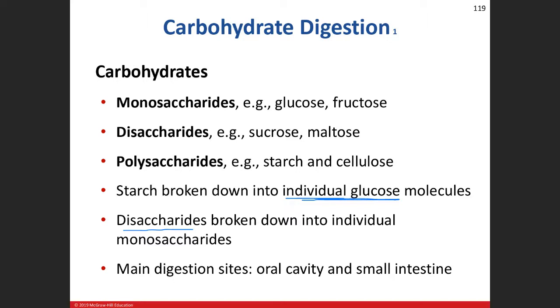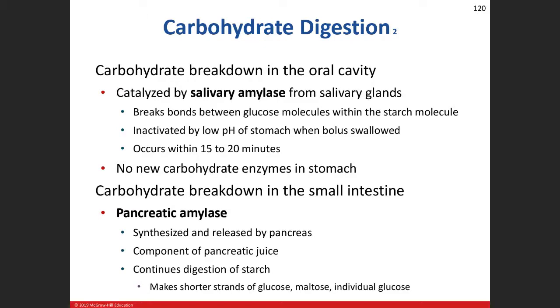Where we're going to see the digestion of carbohydrates is in the mouth and the small intestine. It starts in the mouth, when we release saliva, which has amylase in it. That amylase starts to break down starch molecules. Hopefully we'll cleave off some individual glucose molecules, or maybe break some of those starch molecules in half. Anyway, we're taking something big and making it smaller, so we start to break down the bonds between the glucose molecules here.